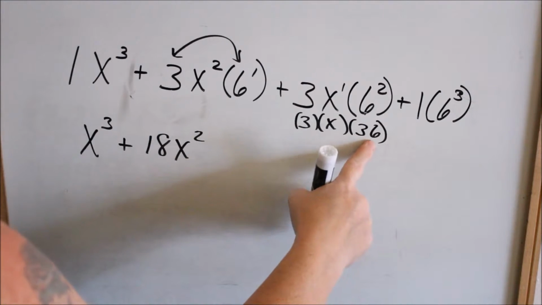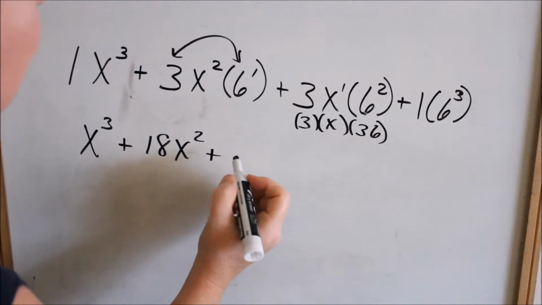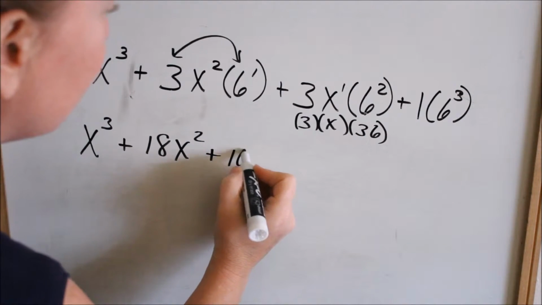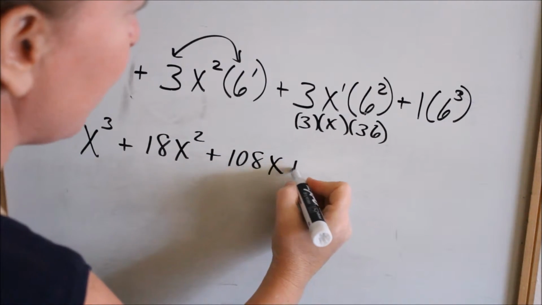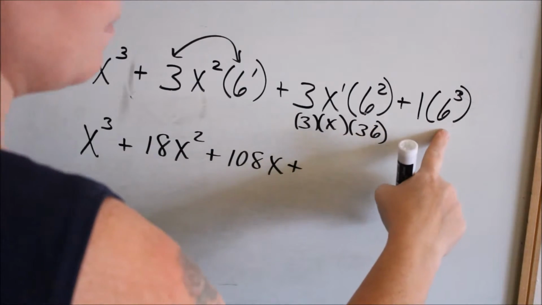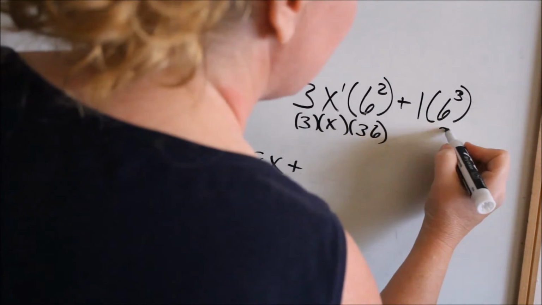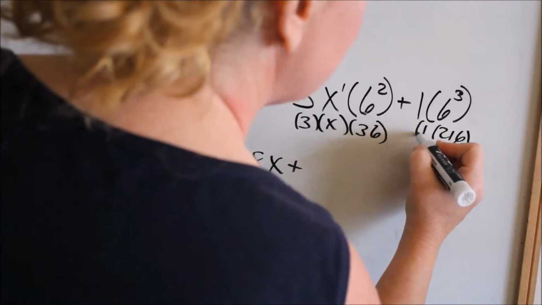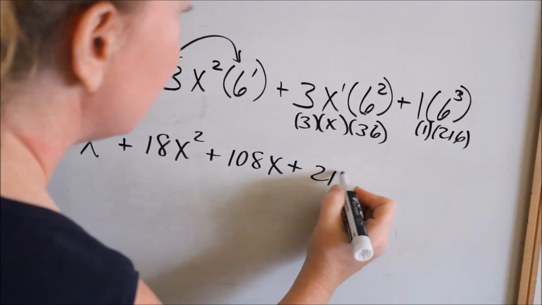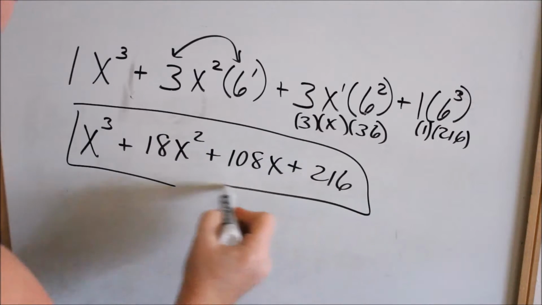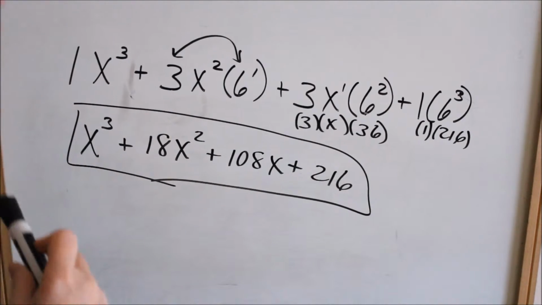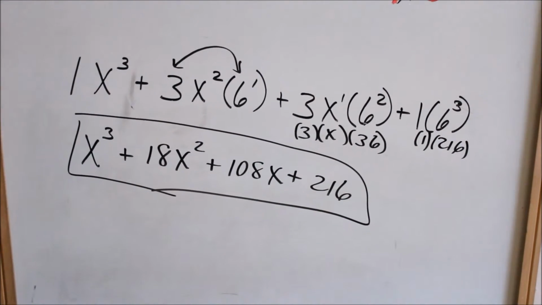Combine numbers to numbers. 3 times 36 is 108, and then I still have my x, plus 1 times 6 cubed. 6 cubed is 216. 1 times 216 is just 216. So I got the same answer that I did when I multiplied it out up at the top.